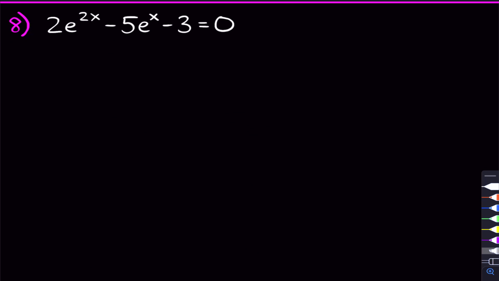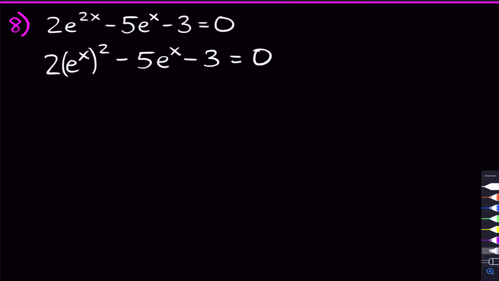Now moving on to our last problem for this video, we have 2e to the 2x minus 5e to the x minus 3 is equal to 0. Now you might not notice the pattern we have going on here, but this kind of looks like a quadratic. And let me show you why. We can write this e to the 2x as e to the x squared, because we just multiply the powers here, that gives you 2x, and this is the same thing as e to the 2x. And let's just fill in the rest, the negative 5e to the x minus 3 equals 0.